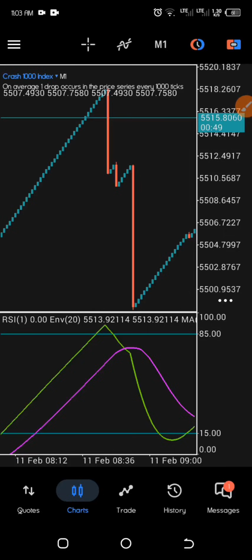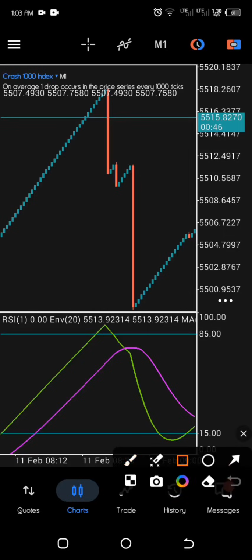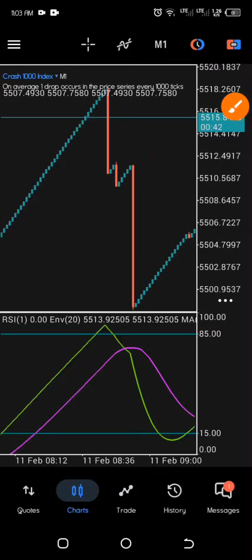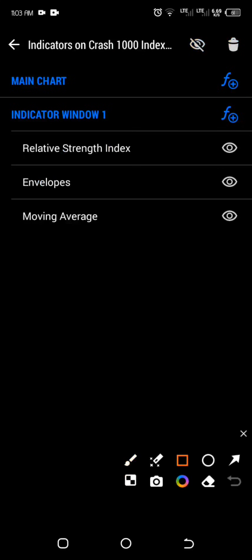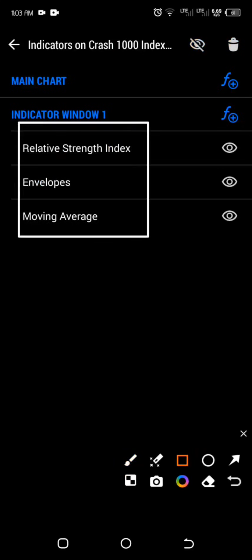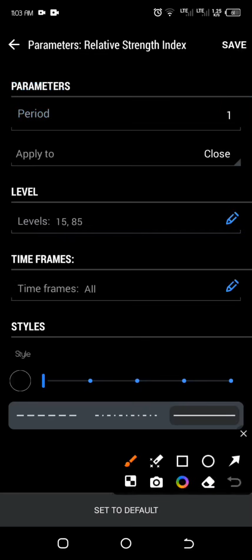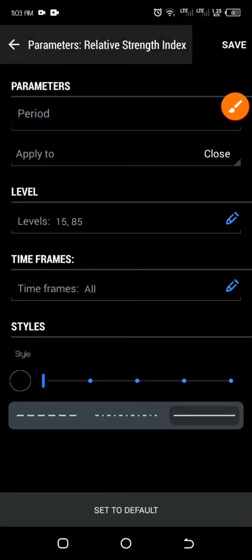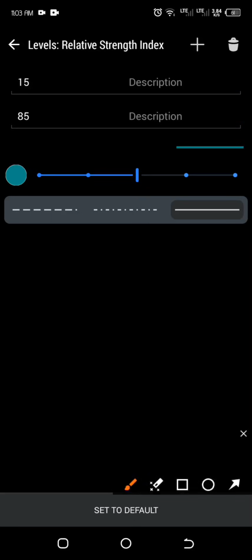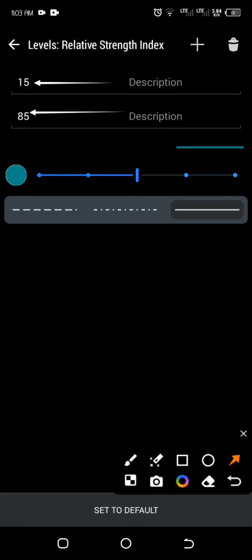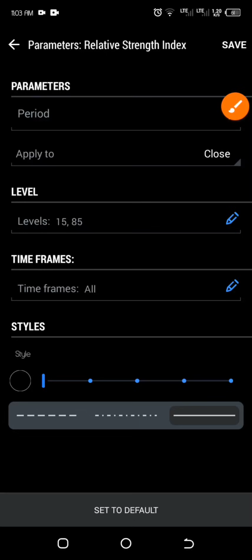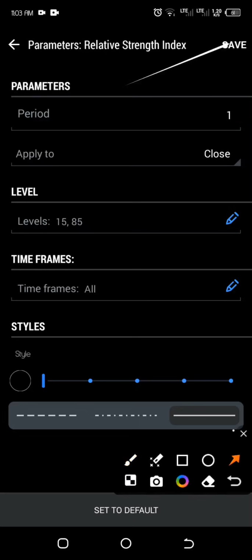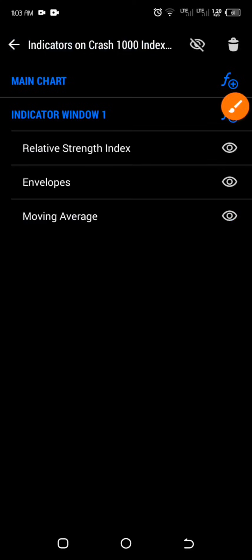So let's proceed with the strategy. First thing you want to do is go to this icon you are seeing at the top. This is where we are going to be adding our indicators. The first one is going to be the RSI. At the top, we click on this main chart indicator with F plus. We search for RSI, and these are the parameters. The parameters are not necessary; what is necessary is the levels. We need the 15 and the 85 levels, and of course use a color of your choice. Go back and make sure you click on save right here. So that is the first indicator we need for this strategy.